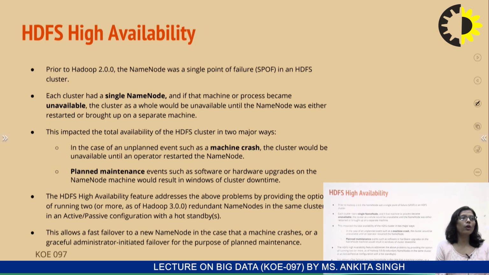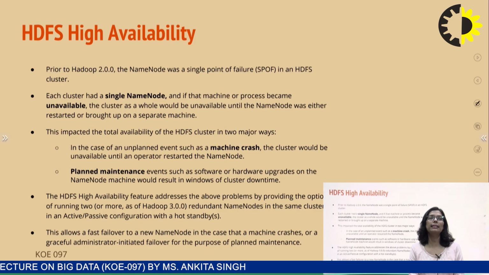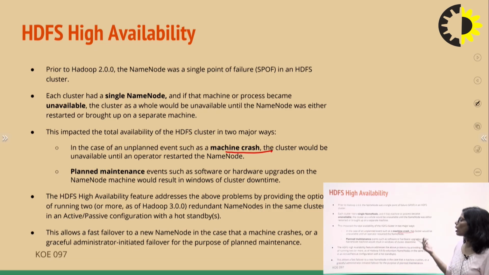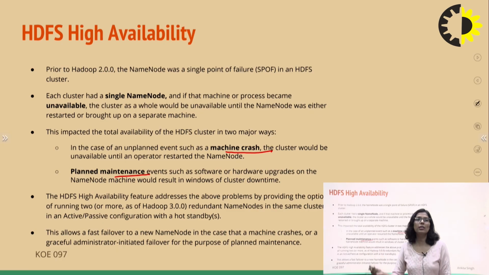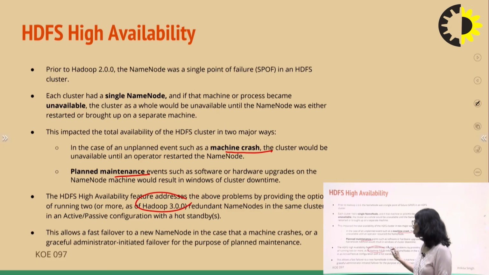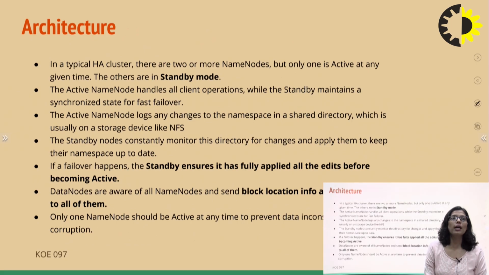Next concept is of your high availability, that is HDFS high availability. Each cluster has a single name node, and if that machine or process becomes unavailable, we can get our information from your secondary name node, right? So in case of an unplanned event or machine crash, what we can do? We can switch over to our secondary name node. And also in case of planned maintenance, we can use the secondary name node. This feature is available from Hadoop 3.0. So that is your secondary name node, which ensures high availability.